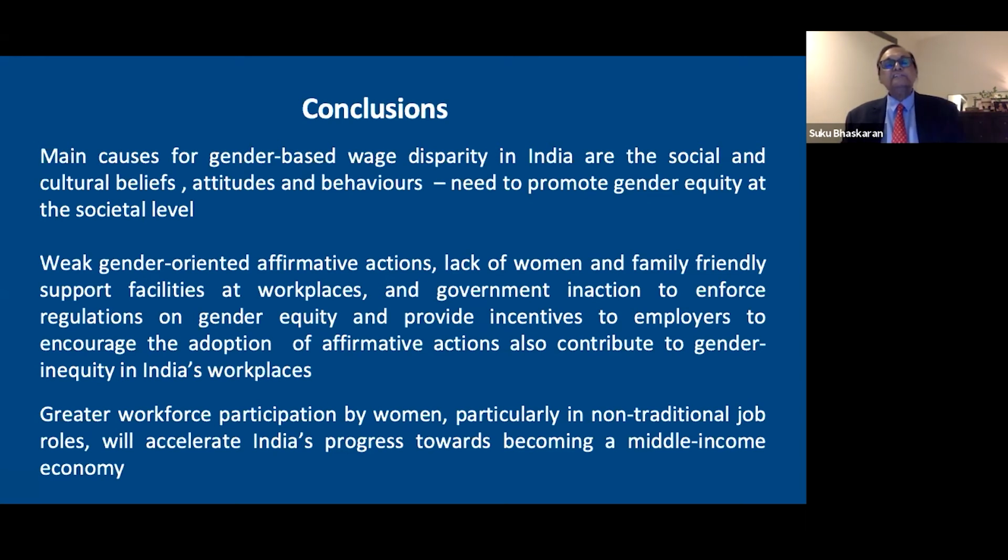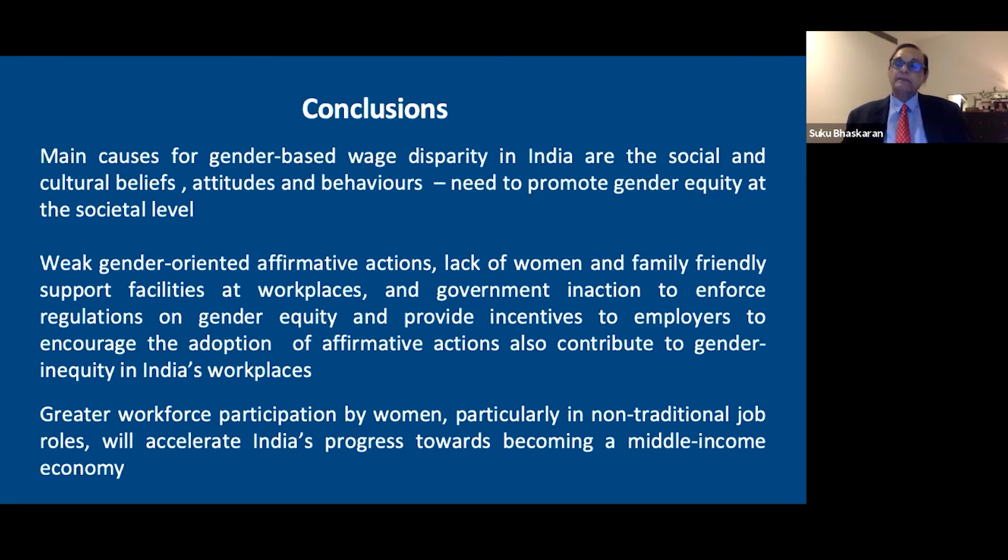So, weak gender-oriented affirmative actions, lack of women and family-friendly support facilities in the workplace, and government inaction to enforce regulations on gender equity and provide incentives to employers to encourage the adoption of affirmative actions also contribute to gender inequity in India's workplaces. And I believe in this very strongly. I believe public policy that is enforced and the provision of incentives to employers would contribute quite substantially, because that is something we can manage. To change family attitudes takes a much longer period, though we should work towards that.